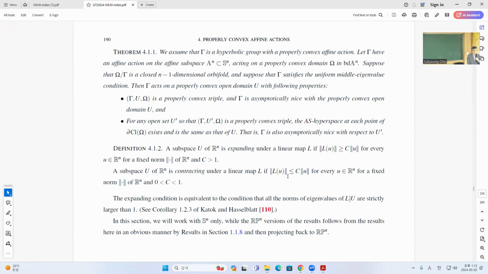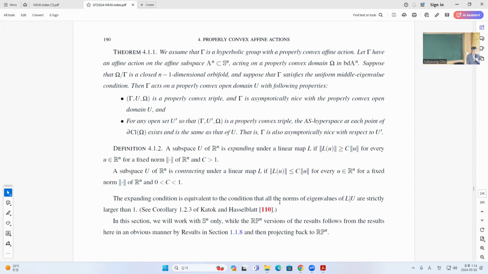And a contracting map is a linear map L if |Lu| is less than c|u| for every u, for a fixed norm, and c bounded between these. Of course, this means that you do this with respect to some norm. So expanding means that there is some norm with this property, and contracting means that there is such a norm. Of course, a non-degenerate norm.